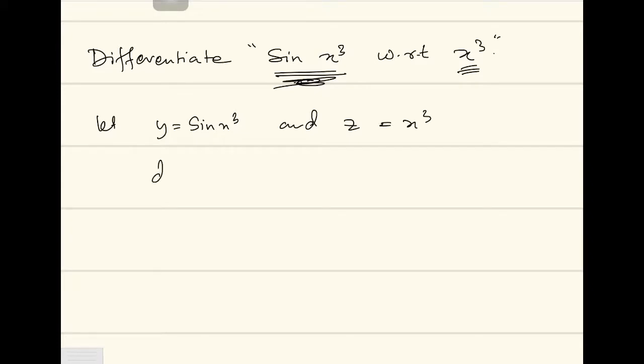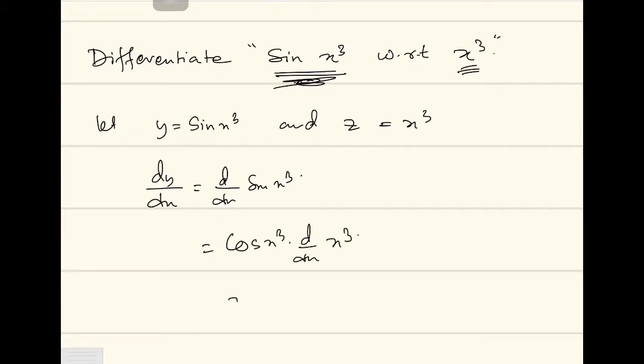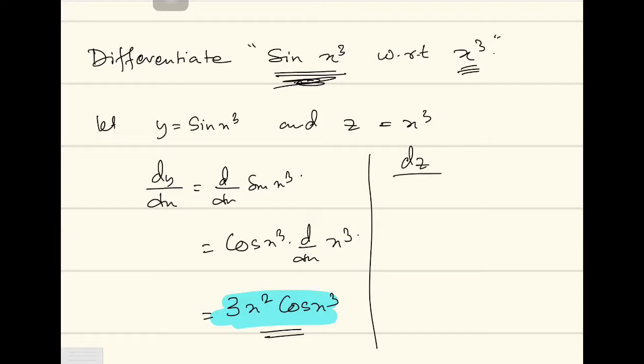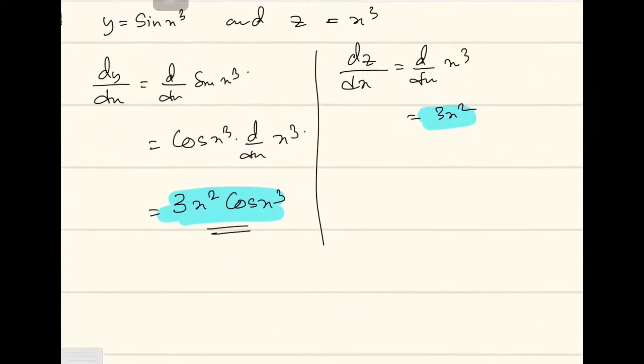Let's find dy by dx first. What will be dy by dx, everyone? Like I've done earlier, d/dx of sine x cube will be cos x cube into d/dx of x cube, chain rule. I hope you remember d/dx of x cube is 3x squared, so dy by dx is 3x squared cos x cube. Am I correct, everyone? Check this out. That's the differentiation of the first function. What about the second one now? Let's do the second part. I have to find dz by dx. That will be d/dx of x cube, which gives me 3x squared, correct? That's dz by dx. So now ultimately let's combine them. How to combine?